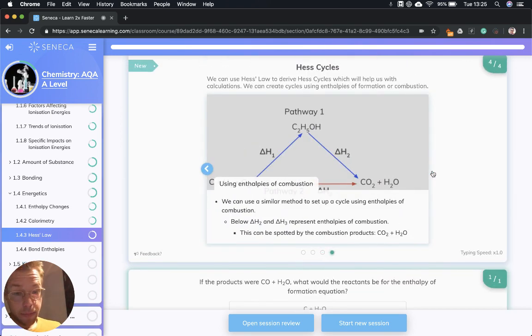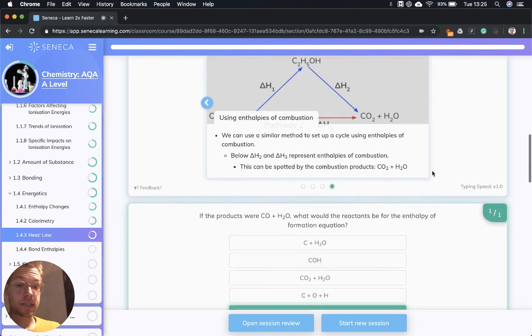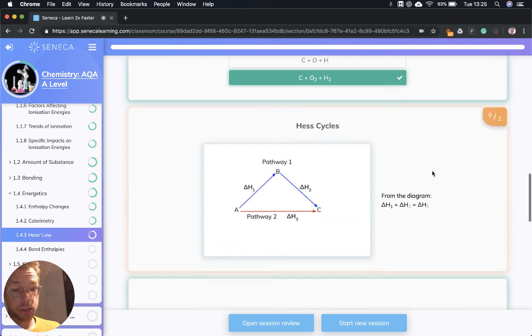We use a similar method to set up a cycle for enthalpy changes of combustion. And remember that combustion has the products CO2 plus H2O. So that's how we can recognize when it's an enthalpy change of combustion.